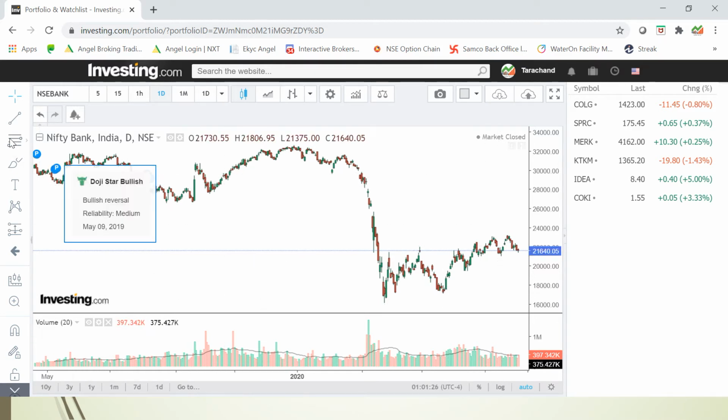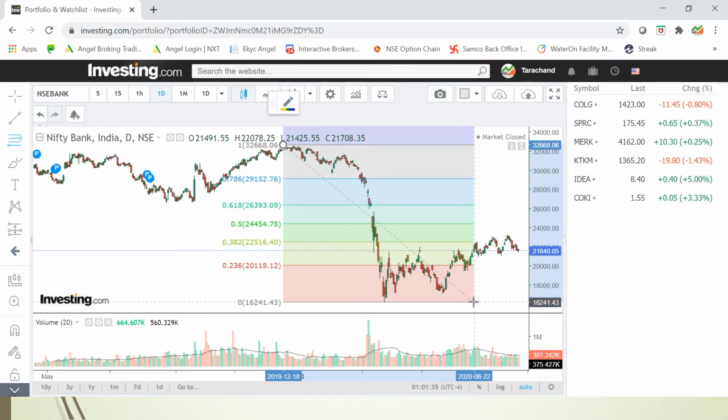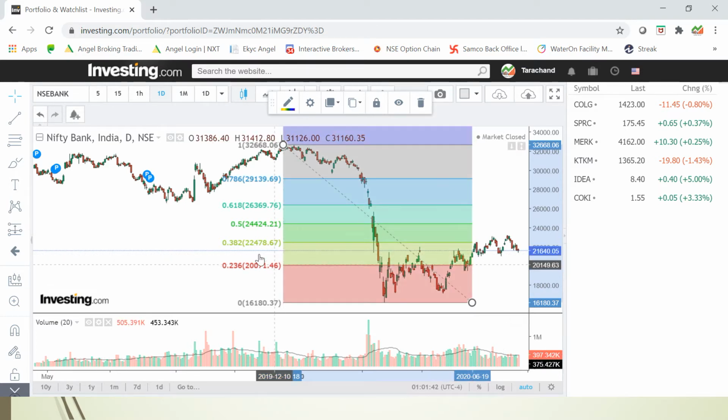So let's take Fib Retracement. Yes, click, start from the top, draw it all the way down to the bottom, click, leave it. All right, so you can see here at 38% it made a peak, and in fact it is still hovering around that area.